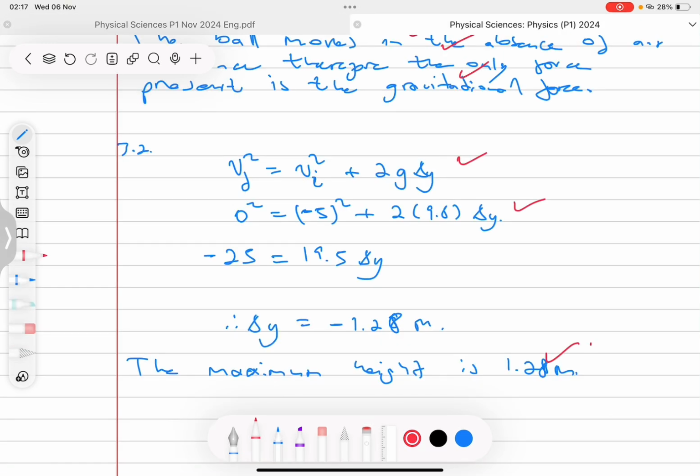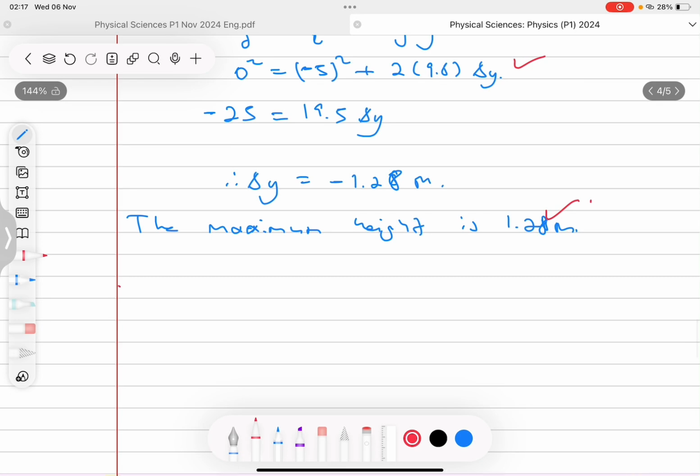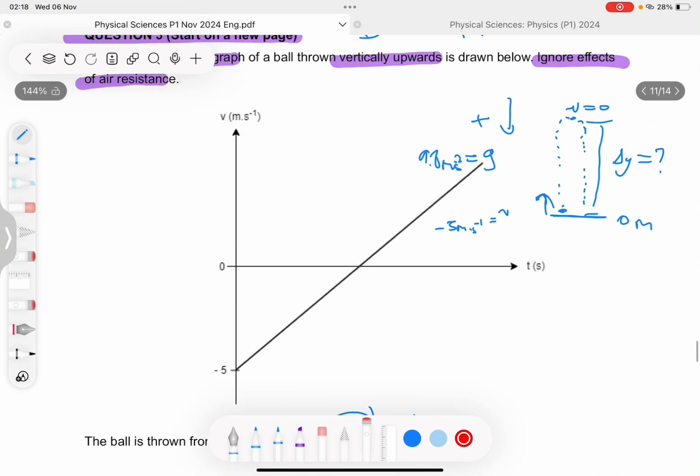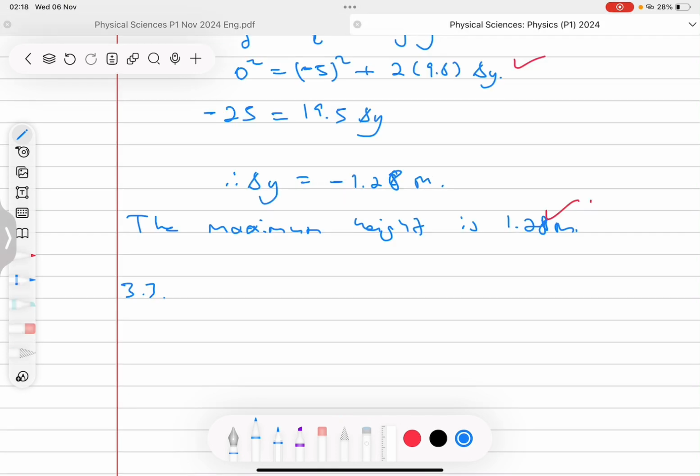Now let's jump to question 3.3. In question 3.3, we are asked to calculate the time it takes the ball to reach the maximum height. So we want to know how long it will take this ball to move from here to here, the time it will take to reach the maximum height.